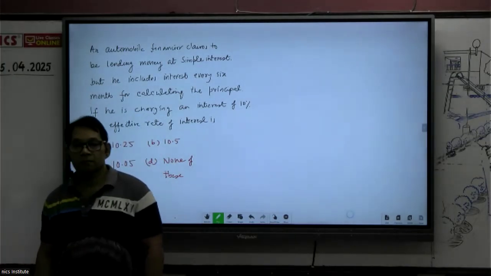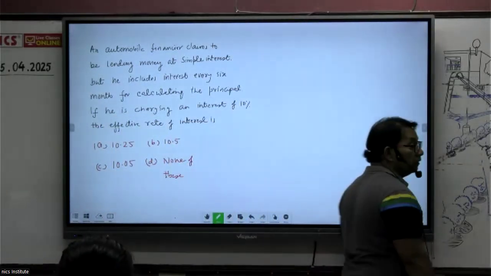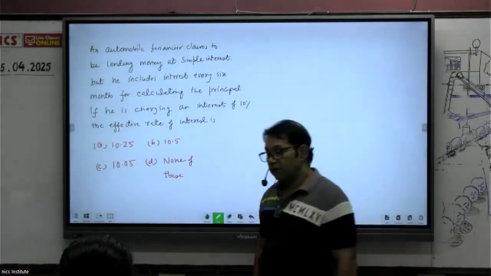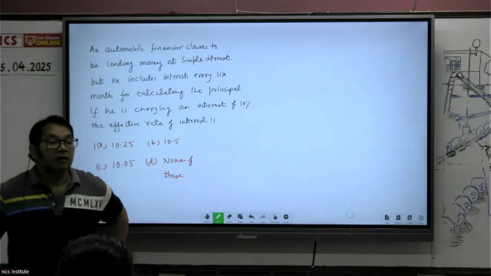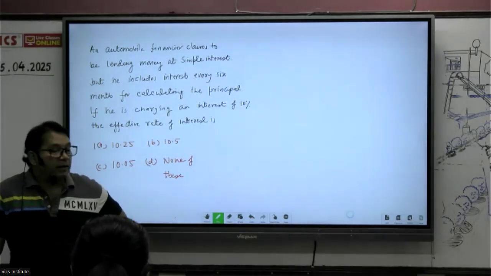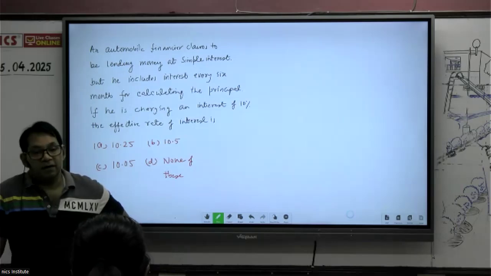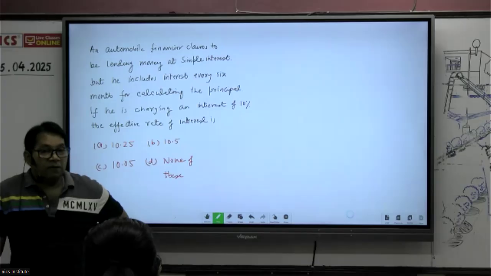He says that he's charging simple interest, but he's compounding. He's including the interest after 6 months in the principal. That is, he's doing half yearly compounding. That means the rate of interest will be more. When you do compounding, the rate of interest is always higher. The amount you have to pay is more. So effectively, he has to pay more. So that means the rate of interest is more.